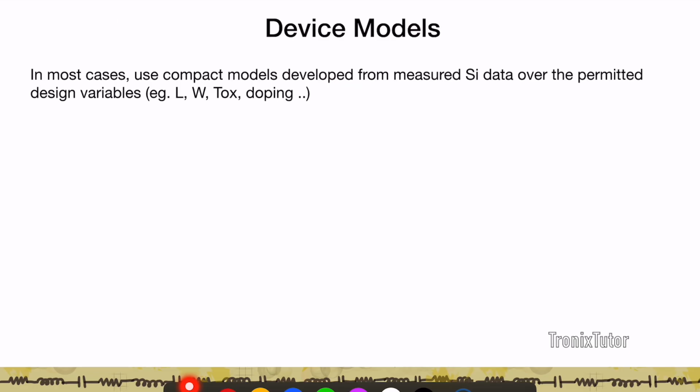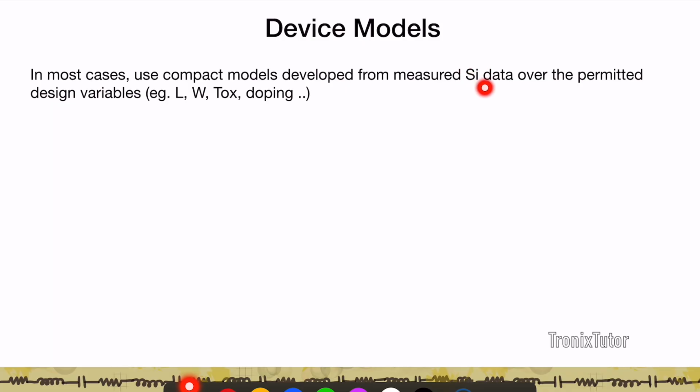Now, quick note on the device models. So most of the models in modern PDKs are compact models, typically BSIM models, and they are basically fit off the measured silicon data. So any model that the foundry releases is based on some silicon that they've run at least a couple of times to ensure that they're able to repeatably produce that silicon data.